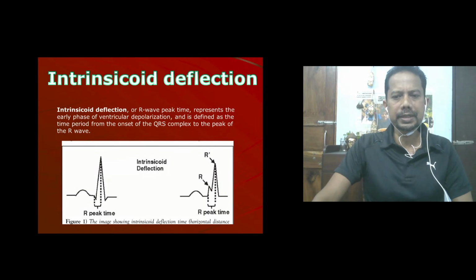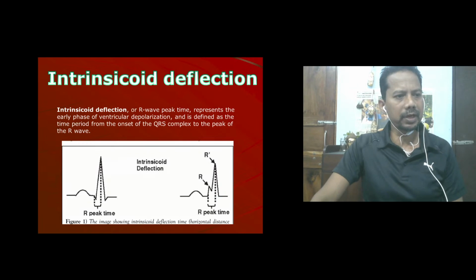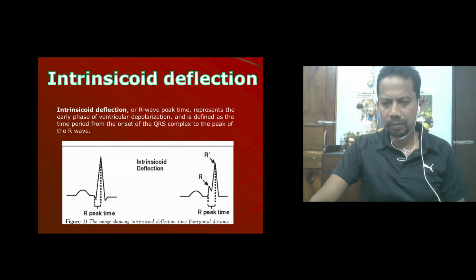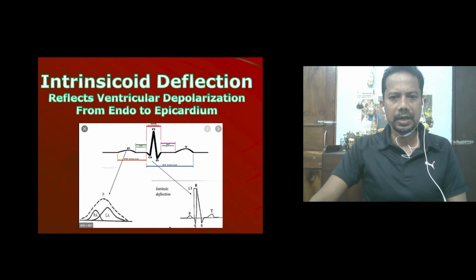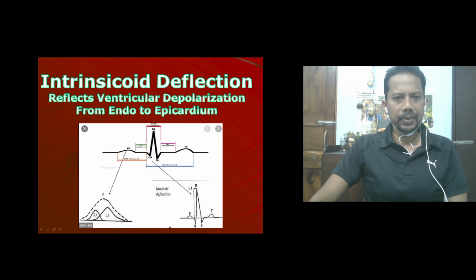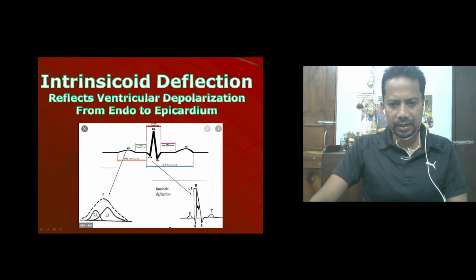So this is called intrinsicoid deflection, increased VAT, and it precedes the formation of left bundle branch block, or intraventricular conduction block, or left anterior hemiblock, or left posterior fascicular block. So you have to look at this finding very intently. Now again, it reflects the ventricular depolarization from endocardium to epicardium. Now this is VAT, from here till the tip of R. Okay, so this is what VAT is, increased ventricular activation time.